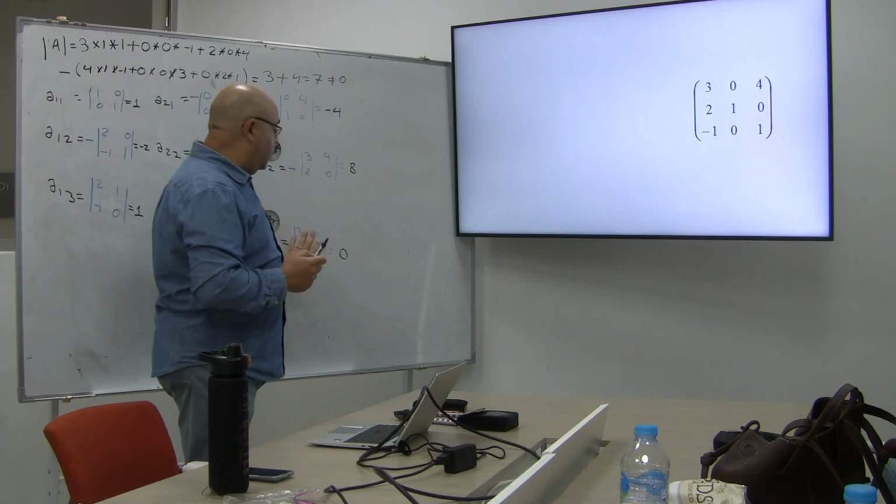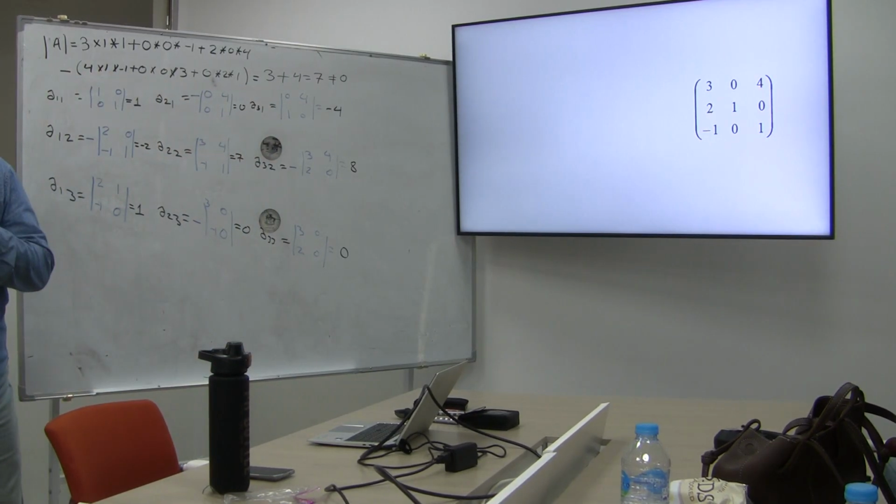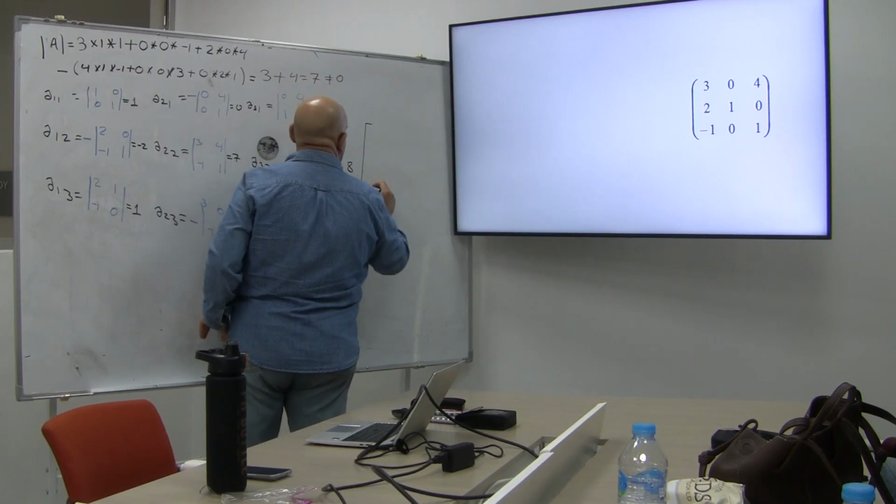This is negative 4. Okay, we are all good. Now I have the numbers. I will put them all in the adjoint matrix. Now we have an adjoint matrix, which is 3 by 3.